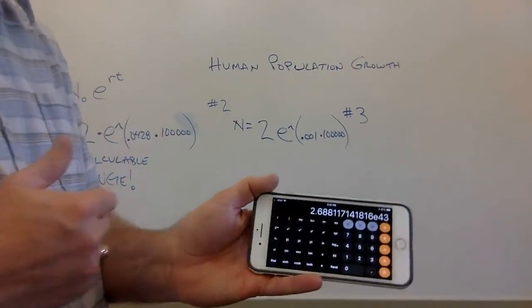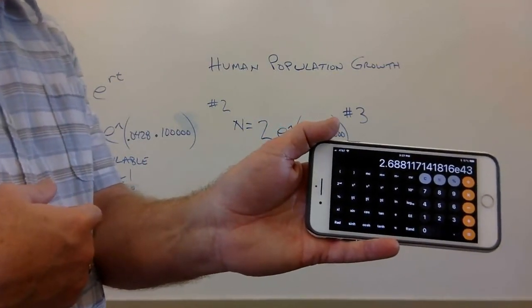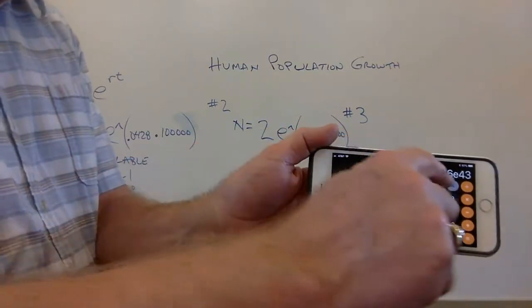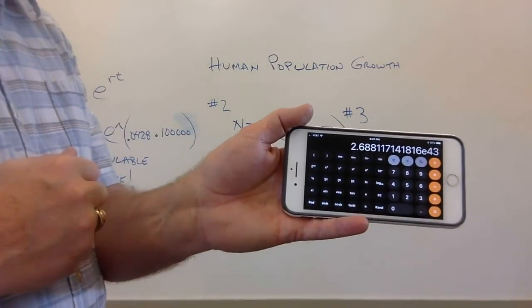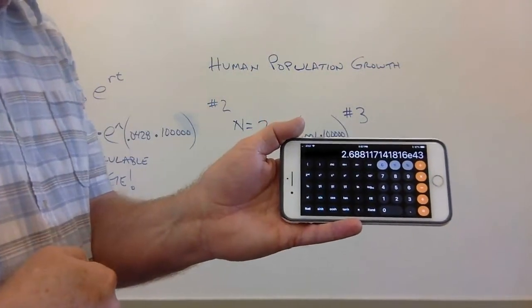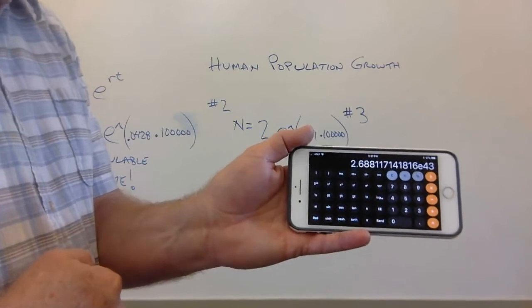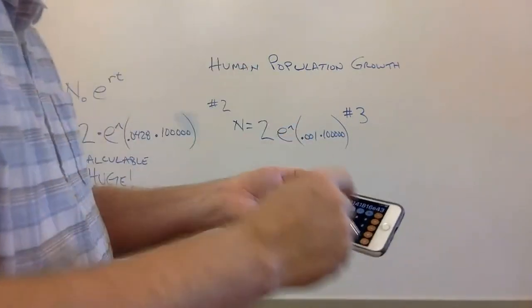Okay, now we get a number. I don't know if you got that same number or not, but now we get 2.688 times 10 to the 43rd power. Remember that little e in the middle means exponential notation or scientific notation. So that decimal point gets moved that way 43 times. That is still an extremely large number, right? That's just raising its power. Now we got to multiply that by 2.